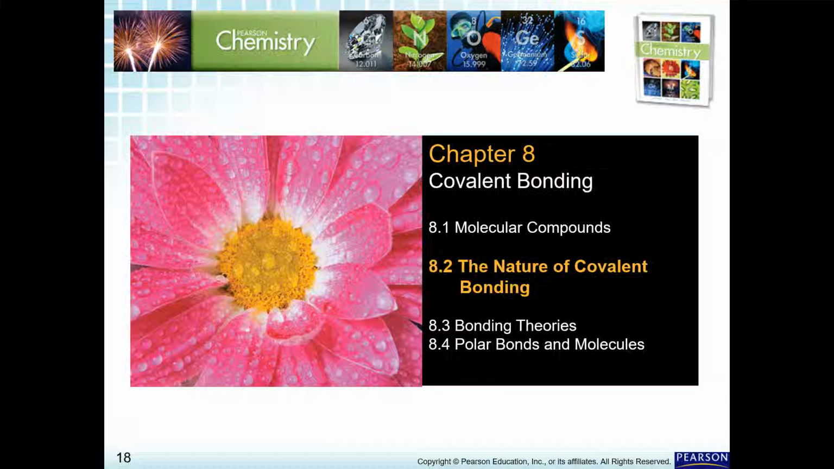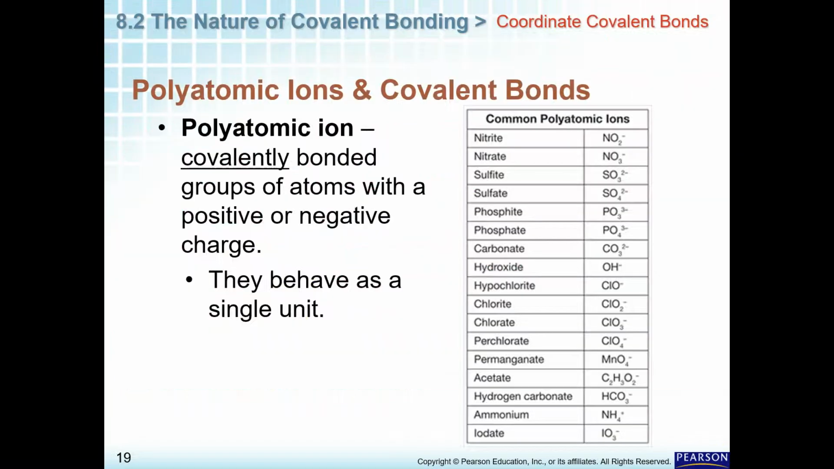Hey class, today we're going to continue on with Chapter 8, Section 2. In the last lesson, we learned how to draw Lewis dot structures for things that followed the octet rule. We're going to build off what we learned in the last lesson and talk about two things. The first thing is polyatomic ions, followed by some things that do not follow the octet rule. So what exactly are polyatomic ions?